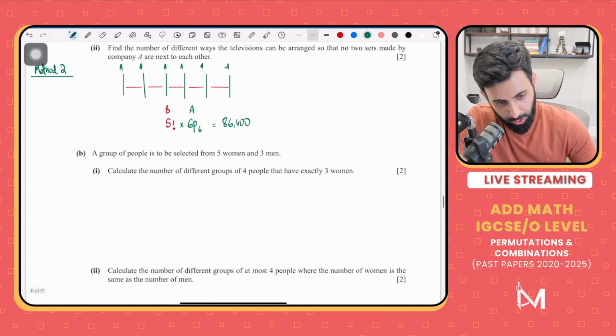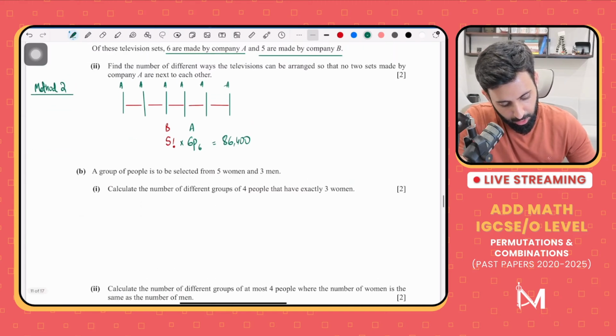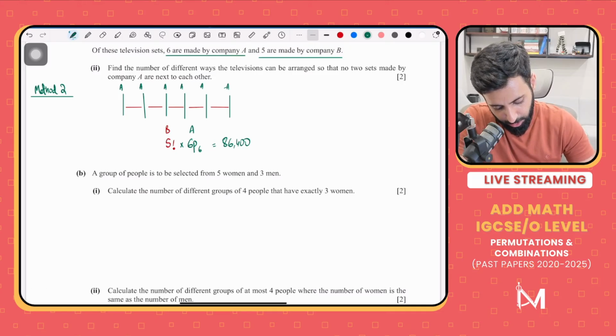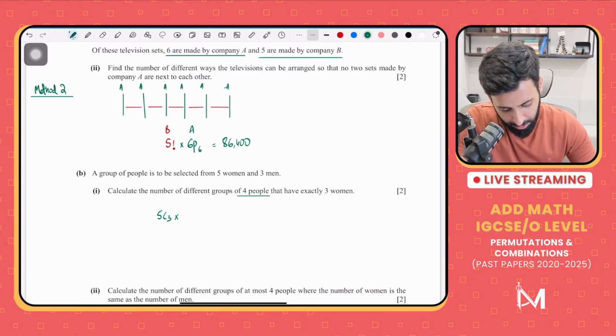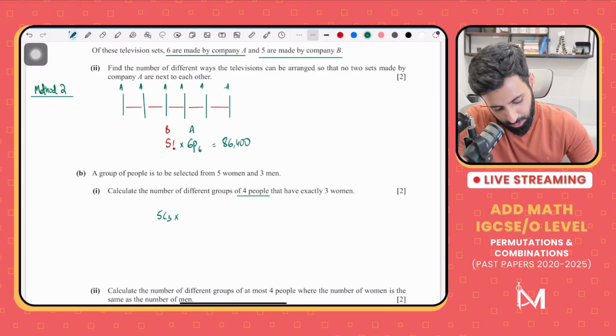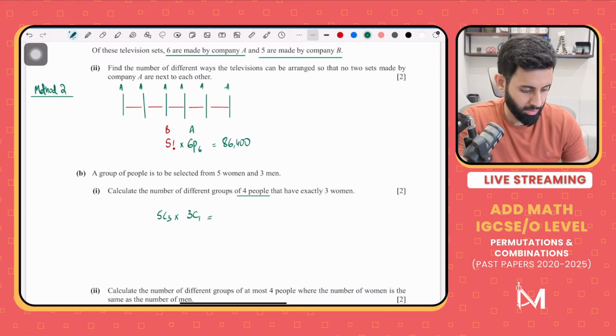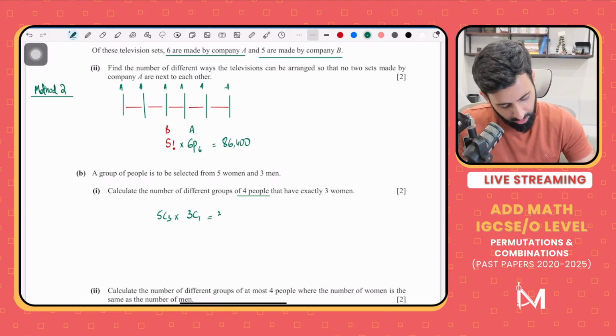Now, a group of people is to be selected from 5 women and 3 men. Calculate the number of different groups of 4 people that have exactly 3 women. So if you have 3 women, that means 5C3. Now you still have to select 4 people. So if there are exactly 3 women, the remaining 1 person has to be a man. So that's 3C1. There you go. So 5C3 into 3C1 is equal to 30.